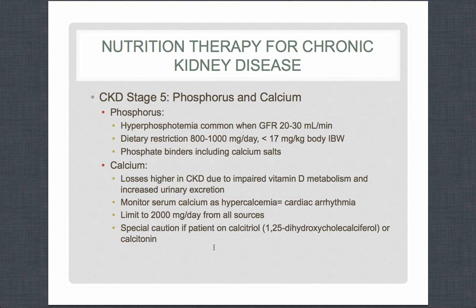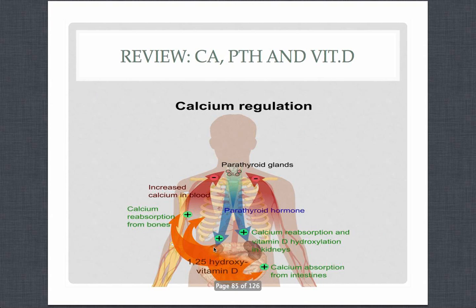Be especially careful if the patient is on active vitamin D3, so 1,25 dihydroxycholecalciferol or calcitriol, or calcitonin. Calcitonin is a hormone that increases calcium reabsorption. So sometimes calcitonin is used to help maintain bone health and help maintain serum calcium, but dietary calcium manipulation can cause hypercalcemia for patients on calcitonin if it goes too high.